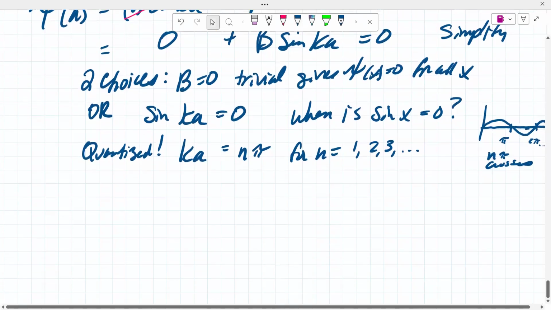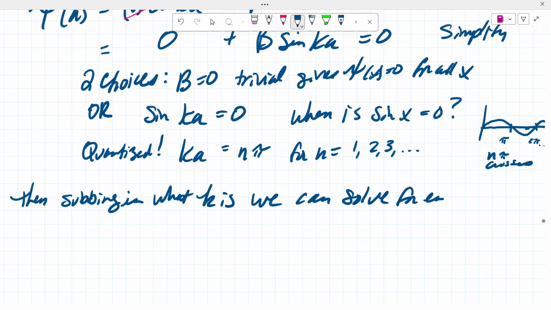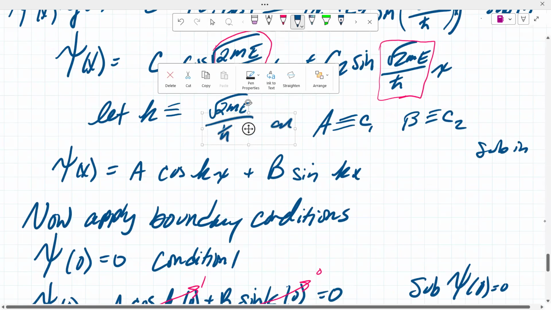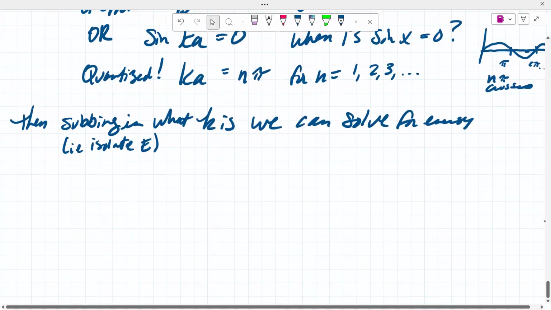Then, just like we did in the classical system, subbing in what k is. Remember, we just made the substitution above. We can solve for the energy. So what we're going to do is isolate E. It's an algebra problem. And recall that we had the substitution for K up above here. So we're going to reverse that and bring it back out because we actually need to know what's inside of there because we like to get E.